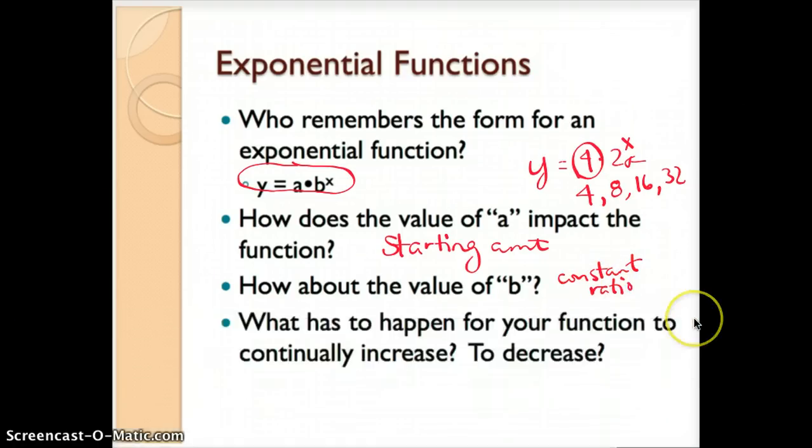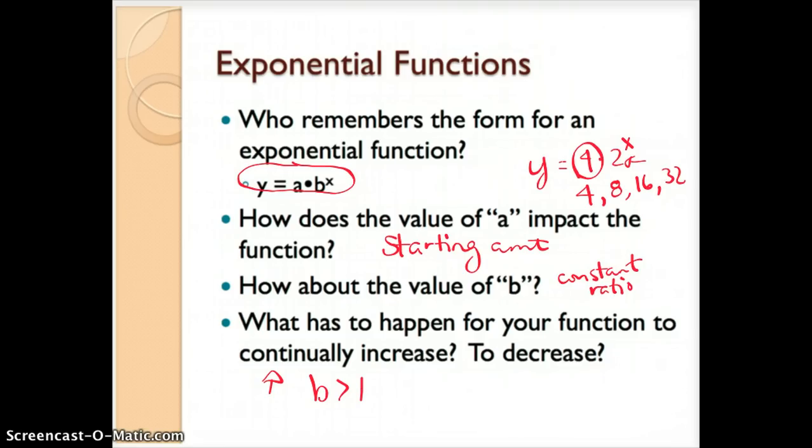Okay, so I want you to think about this. What has to happen for your function to continually increase? Do you care about the starting amount or the constant ratio if you want it to increase? If you notice that you care about your constant ratio, think about what you might have to multiply it by. Would any positive number work? How about like a half? Oh, not a half. That wouldn't work. It would not. That would make it decrease. How about 1? 1 would make it stay the same. If you want your function to continually increase, b has to be greater than 1. The number that you have to multiply by every time has to be bigger than 1.